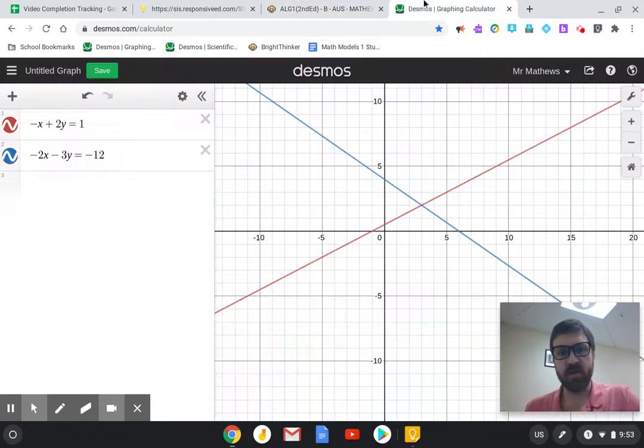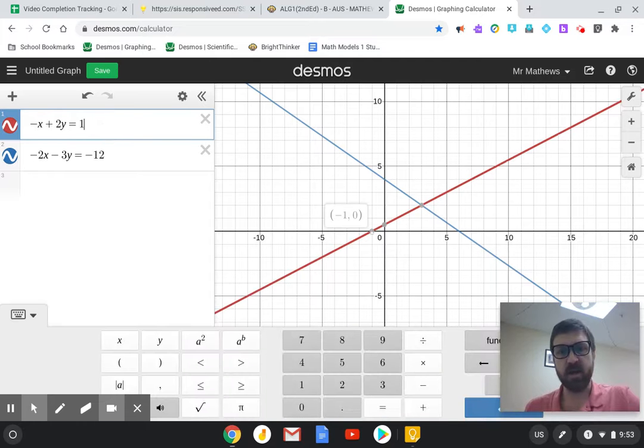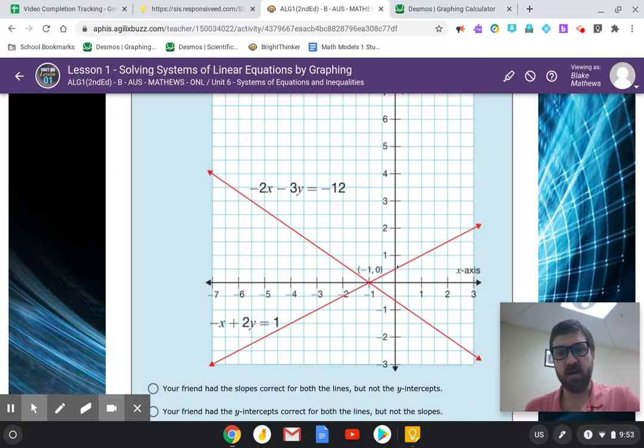So this line, I think the red one, is graphed correctly. It crosses at negative 1. It crosses at 0.5. That's what I see here and here. So this line, negative x plus 2y equals 1, is graphed correctly, but it's this other line that's not graphed correctly.